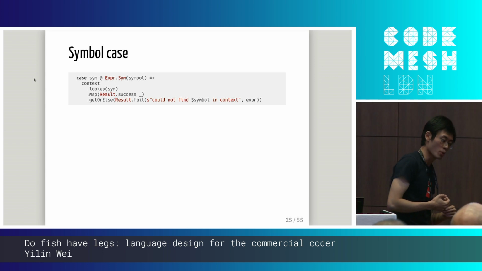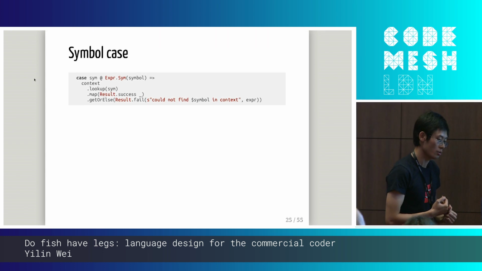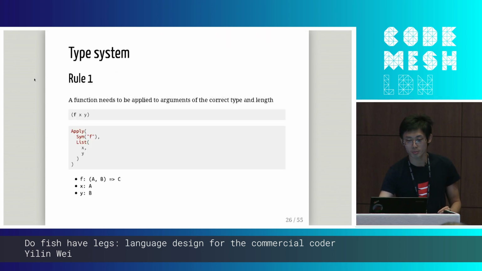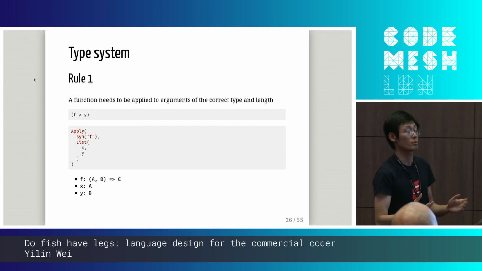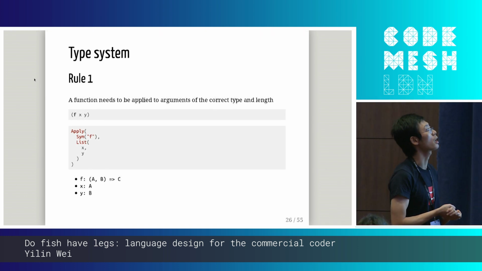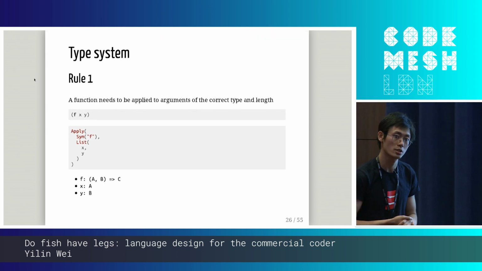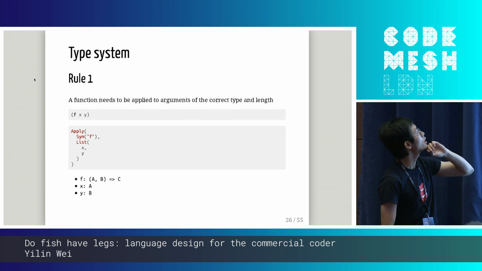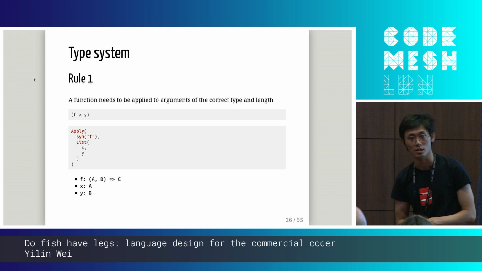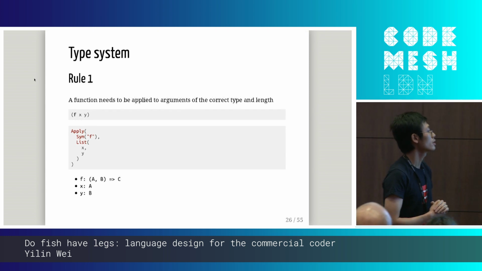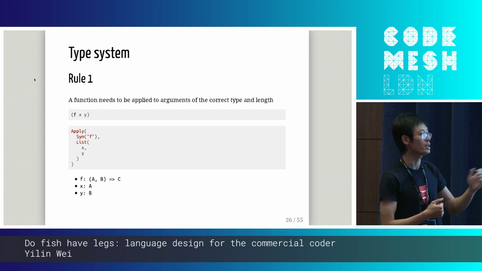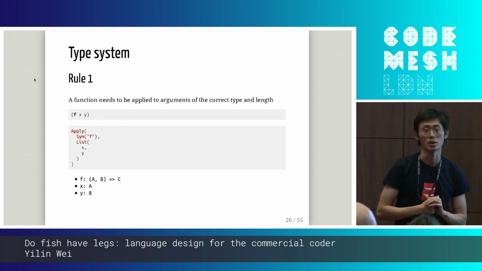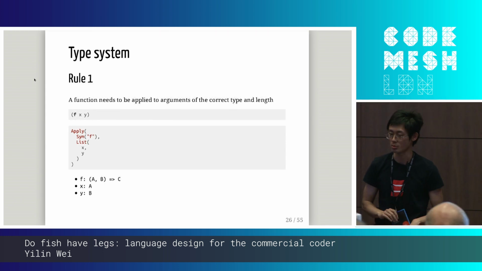But function application is a bit more interesting. So what we're going to do is introduce a new rule, right? And the rule is going to be quite simple and very intuitive. A function needs to be applied to arguments of the correct type and length. And this is rule number 1 in our type system. Okay? So if f is a function which goes from a to b to c, then x must be of type a, and y must be of type b, and the resultant expression is going to be of type c. It's pretty simple.